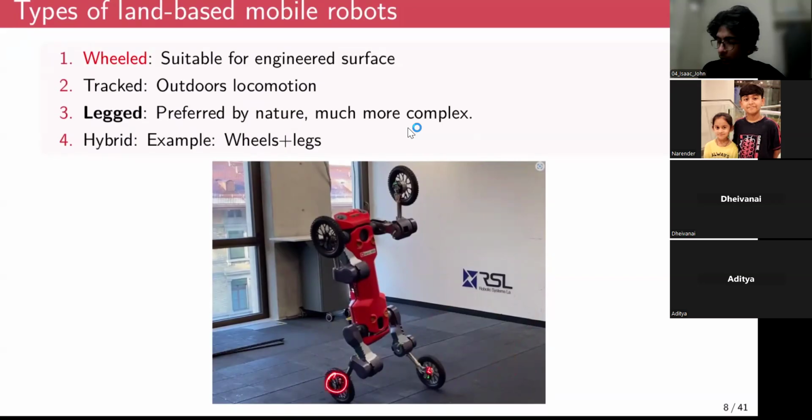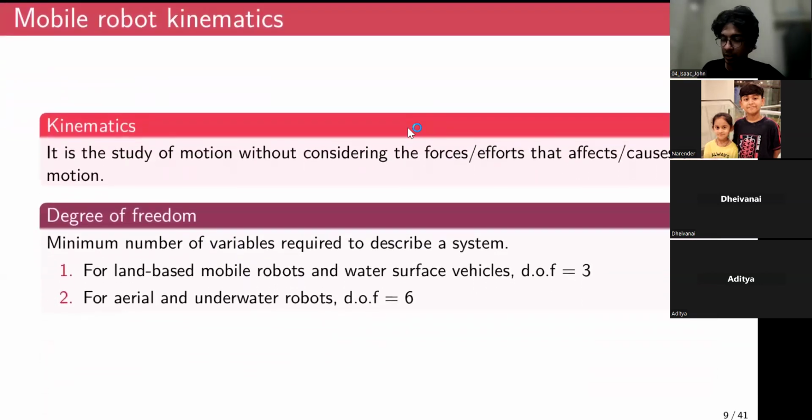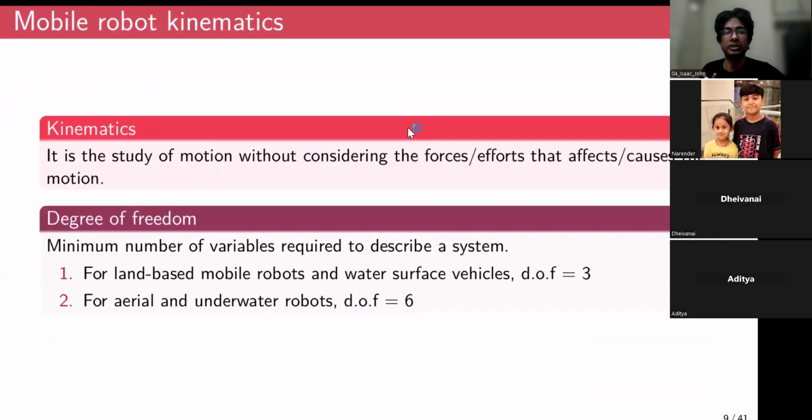So these wheels would start working once it reaches a very smooth environment. So it has advantages of both wheeled as well as legged systems. So those are hybrid land-based mobile robots. Okay, so that's about a basic introduction.